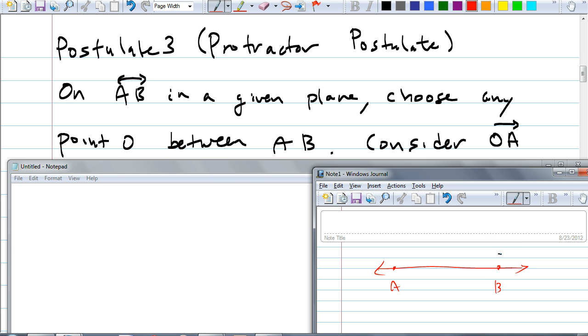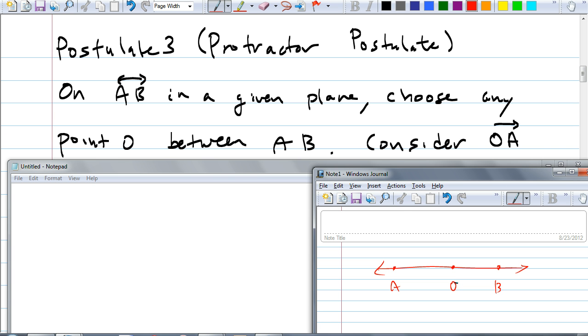Well, what do they tell us to do next? Choose point O between A and B. You guys remember what it means when they say between A and B? It's got to be on that line. Does it have to be right in the middle? No, it doesn't say it has to be in the middle. As long as it's between. So I'm just going to put it right here. Is that okay? That's all they're telling us to do.